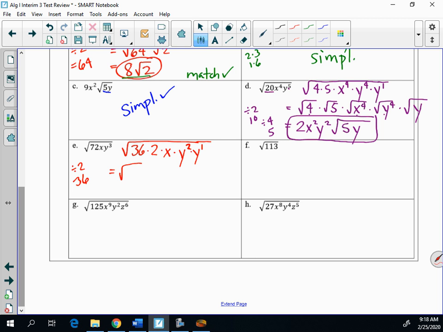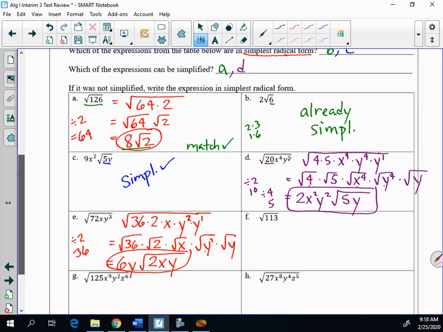So this would be 36 and 2, and the square root of x, the square root of y squared, the square root of y. Which ones come out? The square root of 36 does, and the square root of y squared. But these all have to stay. The 2 and the x and the other y will stay. And we'll once again add this to our list of ones that we can simplify.